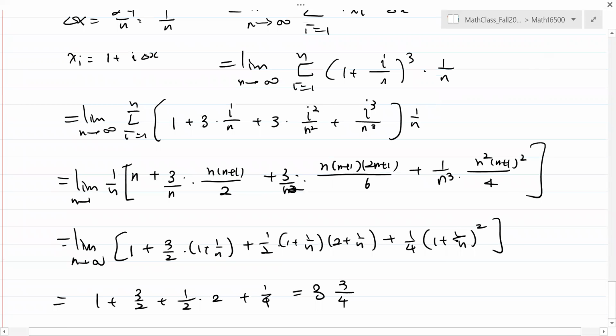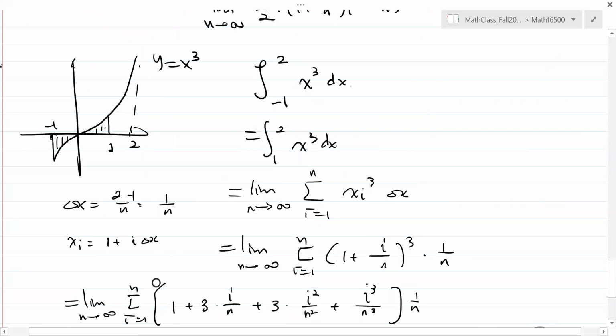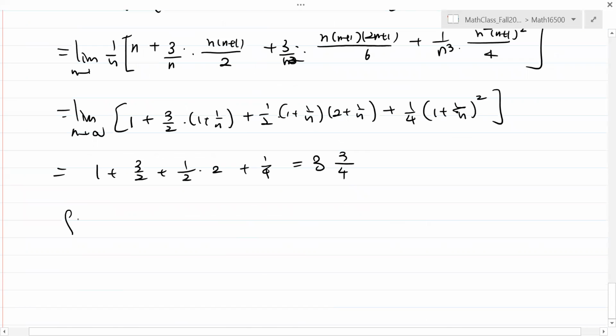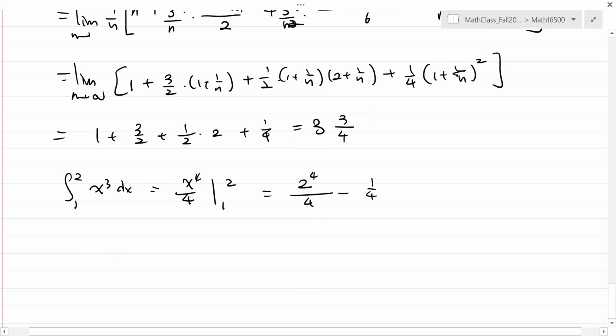If we took calculus before, now the integral of x cubed, let's do this. The integral of x cubed dx is x to the fourth over 4, evaluated from 1 to 2. That's going to be 2 to the fourth power over 4 minus 1 over 4. I get the same result, and the 4 cancels out. It's 4 minus 1 quarter, so it's 3 quarters. We're going to start that on Friday.